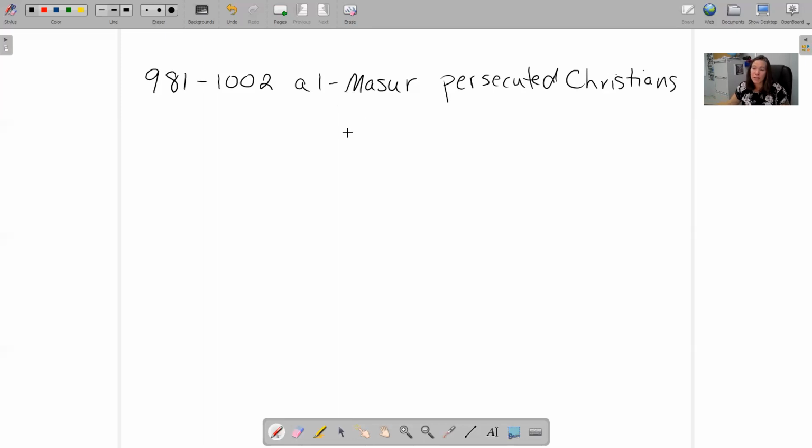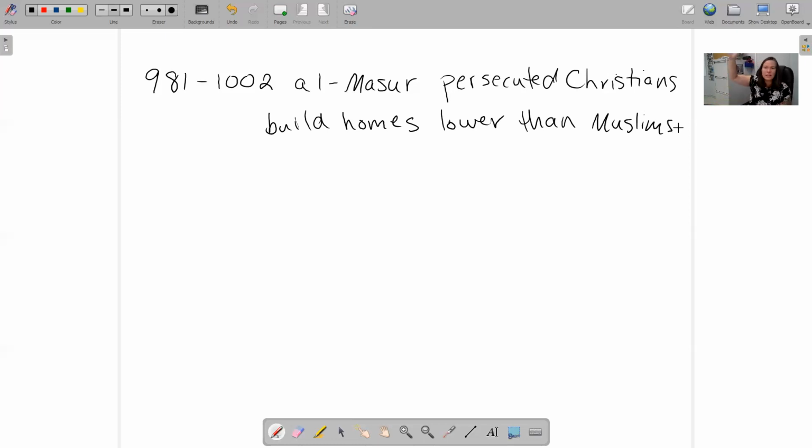He made Christians build their homes lower than Muslims, like on hillsides or whatever. Muslims' homes were physically higher than Christians, and Christians were not allowed to wear crosses.